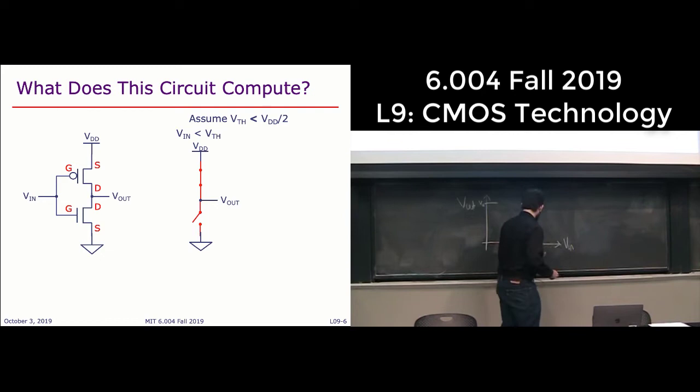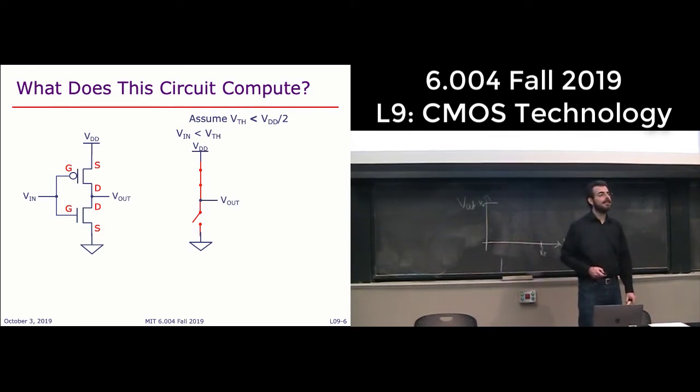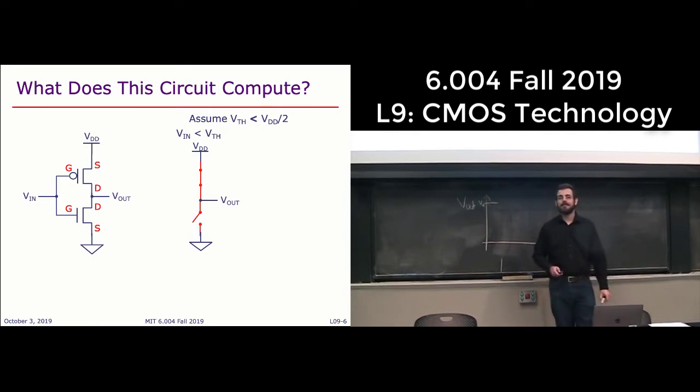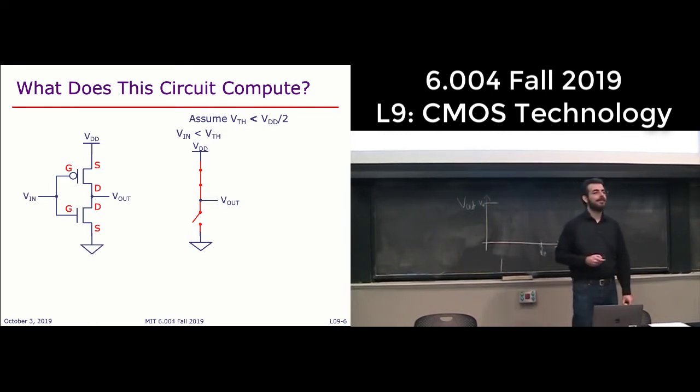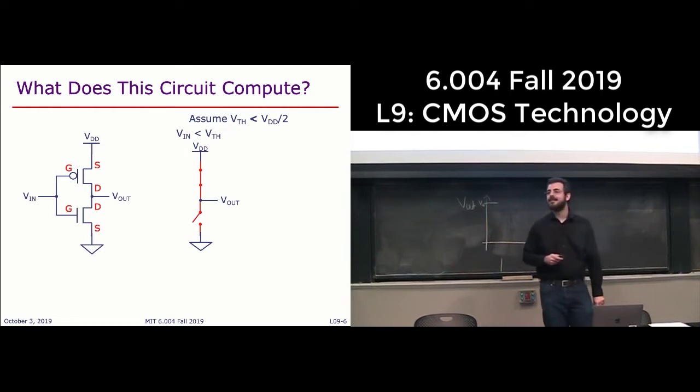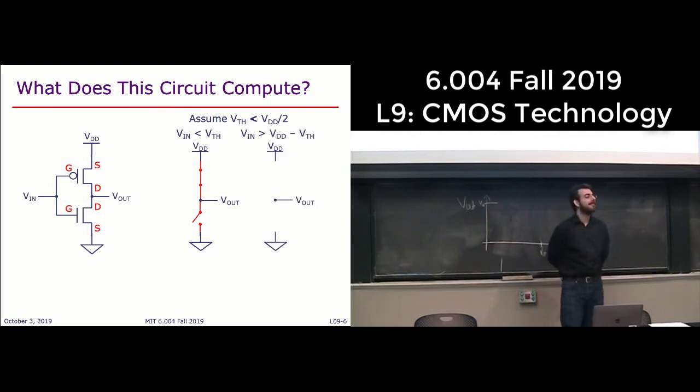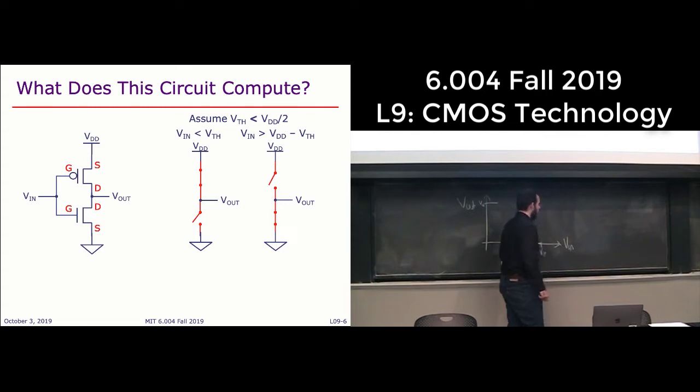Let's go to the other extreme. If I said V in equals VDD, what's going to happen? Which transistor will be on and which transistor will be off if I set a high input voltage? The NFET will be on. So the NFET will be on and the PFET will be off, and so we have a low voltage at the output.